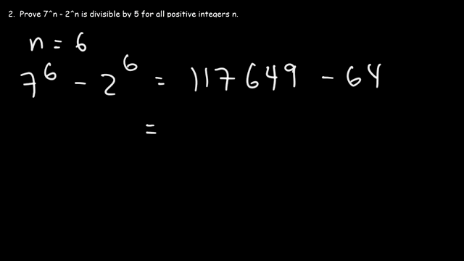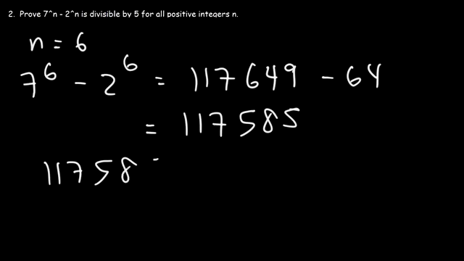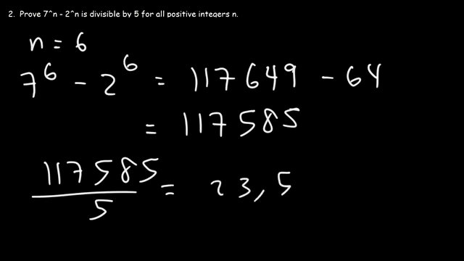If we subtract those numbers, it will give us 117,585. And then if we divide that number by 5, this will give us an integer, which is 23,517. So regardless of what number you choose to plug in for n, it's going to be divisible by 5. And you could test it out if you want to. But that's basically it for this problem. So now let's move on to the next one.